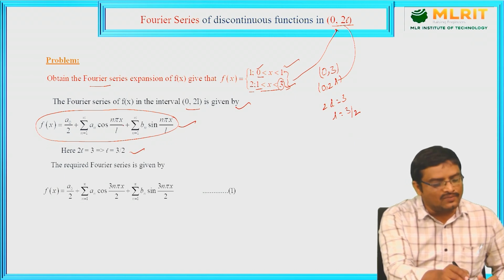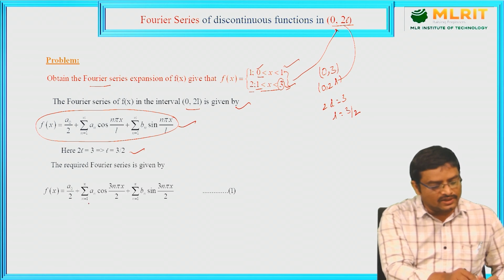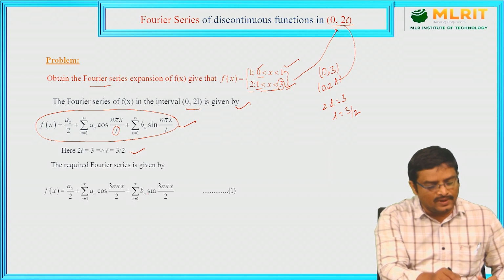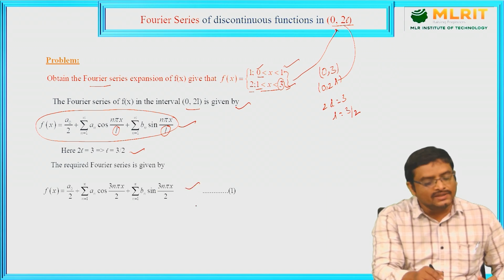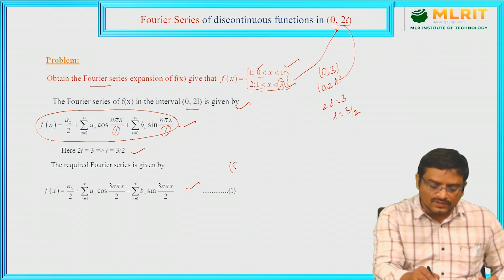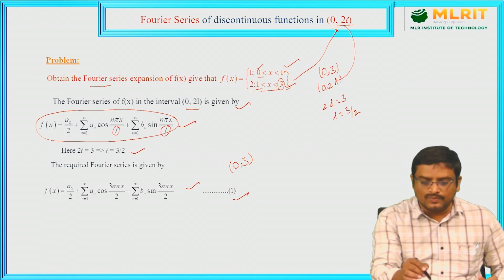You substitute that L value in the general formula here. So you will get a0 by 2 plus summation n is equal to 1 to infinity an cos, and if you replace L with 3 by 2, you will get cos 2 n pi x by 3, plus summation n is equal to 1 to infinity bn. Here also you replace the L value, so it becomes sin 2 n pi x by 3. So this is the standard formula to find the Fourier series in the interval 0, 3. Okay. Now this is our required Fourier series expansion for our problem.